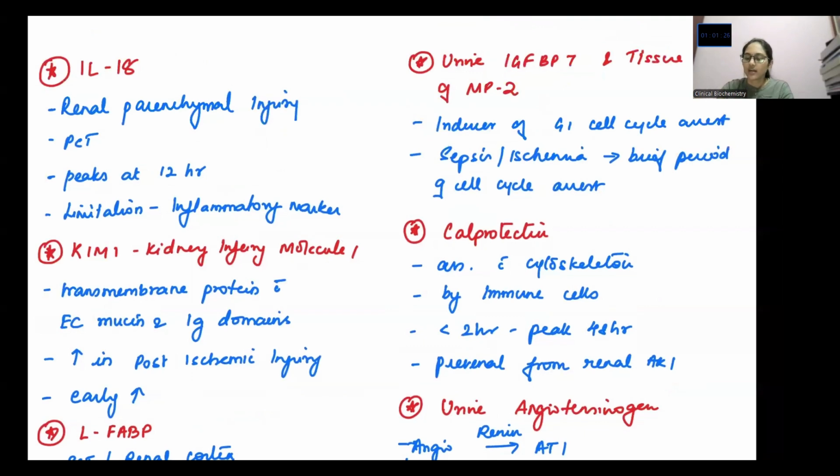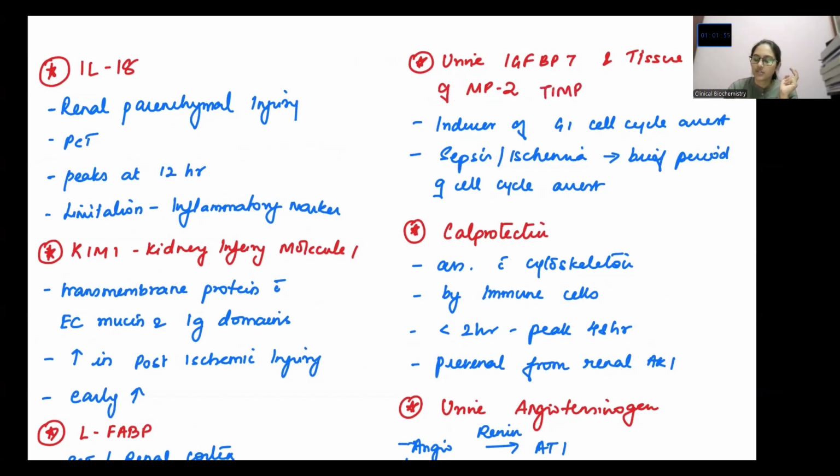Next is urine IGF binding protein 7, that is insulin like growth factor binding protein 7, and tissue inhibitor of metalloproteinases 2, TIMP2. These are useful, for example, if there is sepsis and ischemia. So that's how it's written.